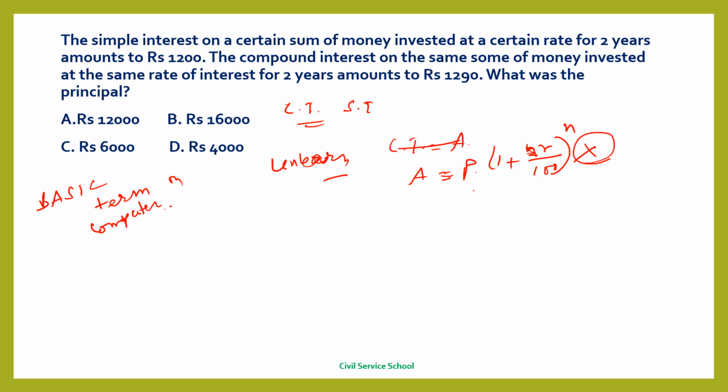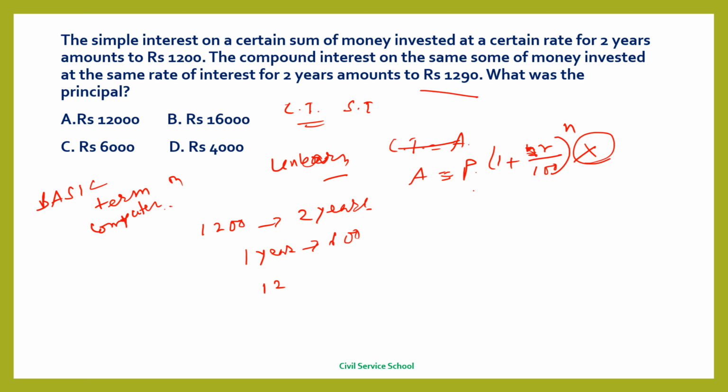The simple interest on a certain sum of money invested at a certain rate for 2 years amounts to rupees 1200. So this is the simple interest for 2 years, and simple interest is constant. So what will be the interest in 1 year? It will be 600 rupees. The compound interest on the same sum of money for 2 years amounts to rupees 1290.